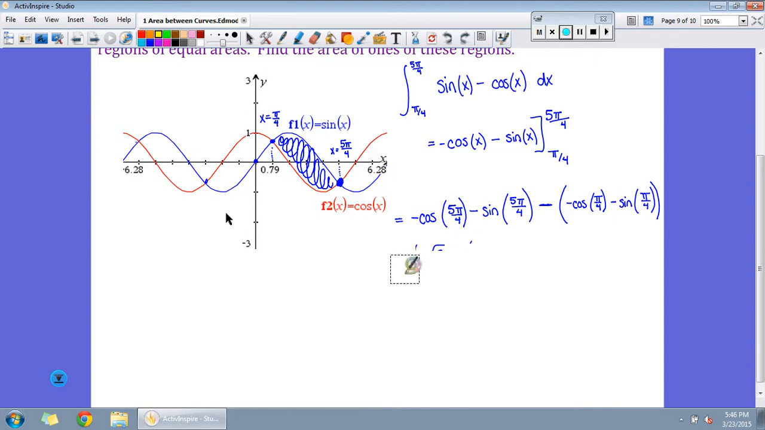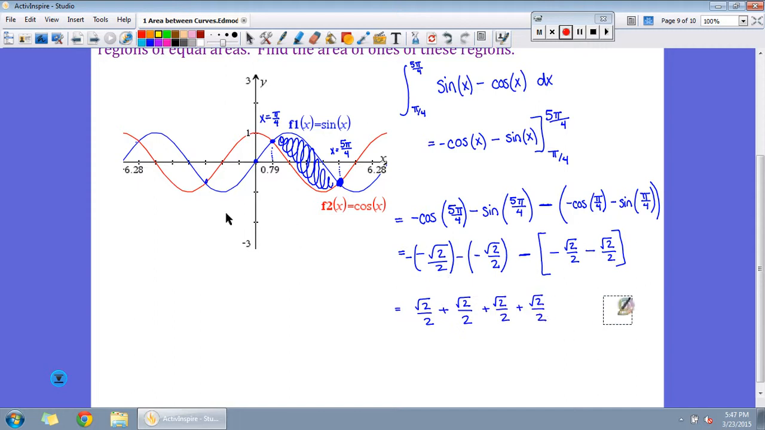And then from our unit circle, negative cosine of 5 pi over 4 is negative negative square root 2 over 2, minus negative square root 2 over 2, minus negative square root 2 over 2, minus square root 2 over 2. So when you distribute all the negatives, we should get a whole bunch of positive root 2's over 2. When you combine like terms, you're going to get 4 root 2 over 2, which is 2 square roots of 2.